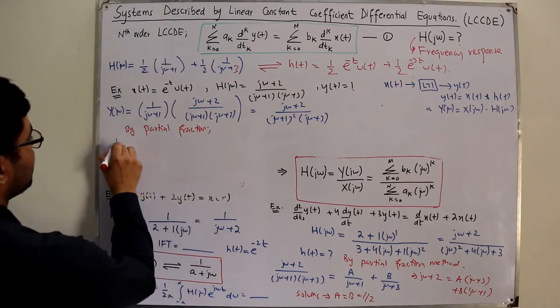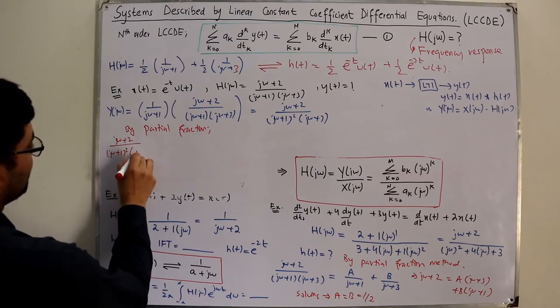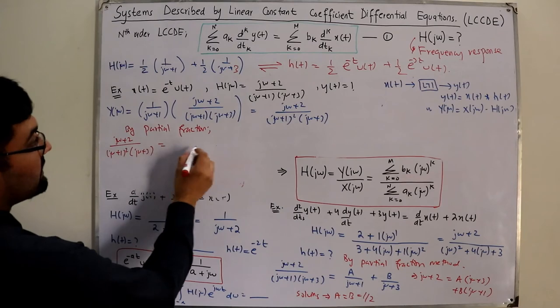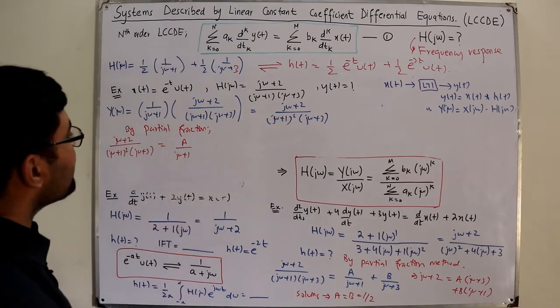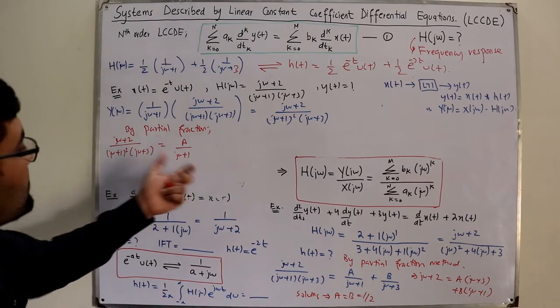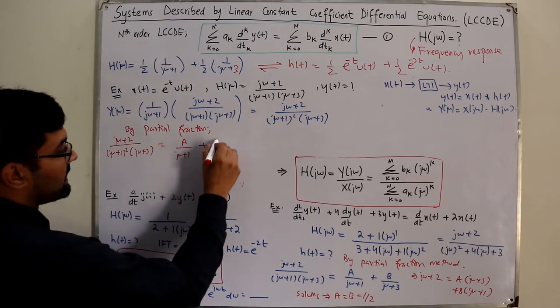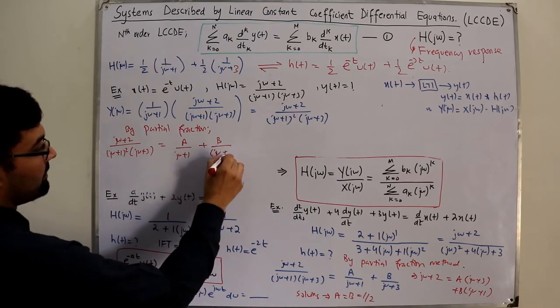So you could write this as (jω + 2) / ((jω + 1)² (jω + 3)). You could write it as A upon jω + 1. When you have repetition, this is a repeated linear factor. Then you write B upon (jω + 1) whole squared.